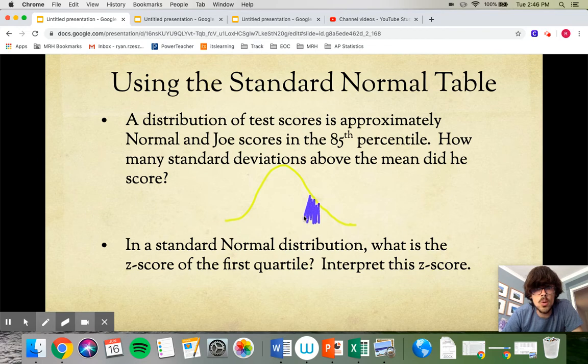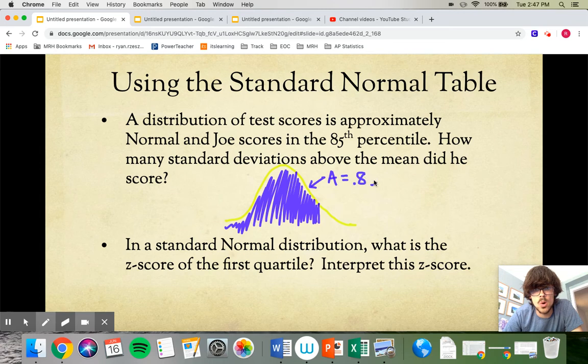So recall what that means. That tells us that the area to the left is 0.85, because the percentile is the percent of scores you are greater than or equal to. So all of these people in blue are less than or equal to you. They say, how many standard deviations above the mean did he score? That's literally what a z-score is. So they're just doing the problem backwards here, and they're asking you, what is the z-score?